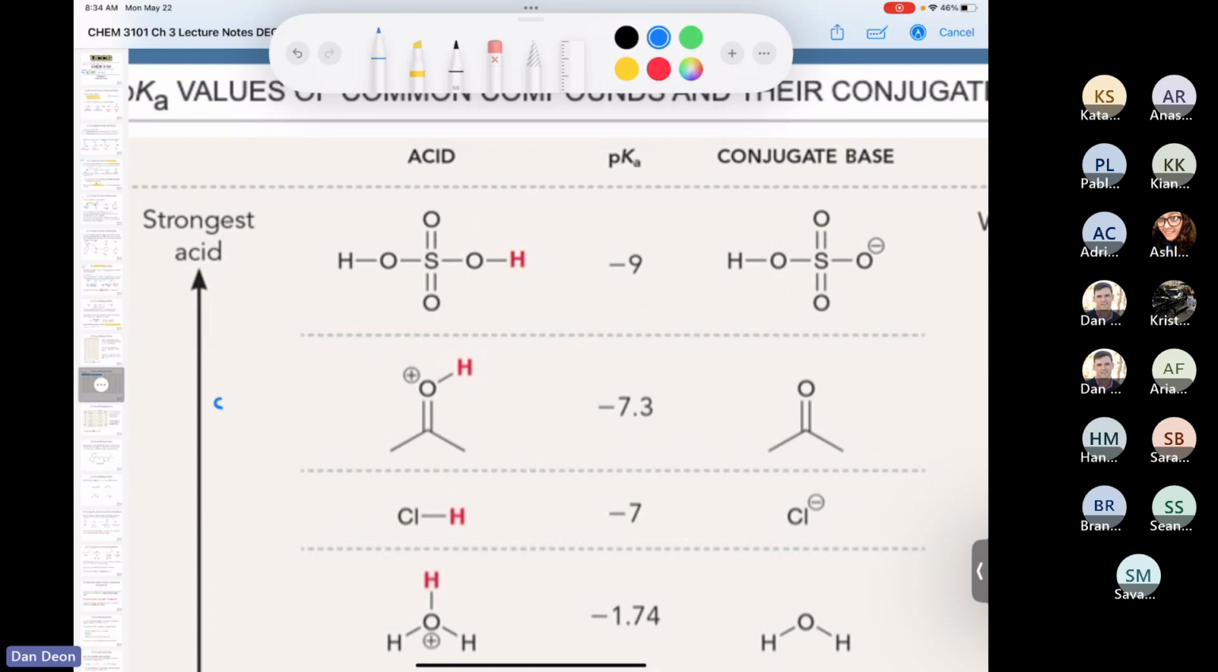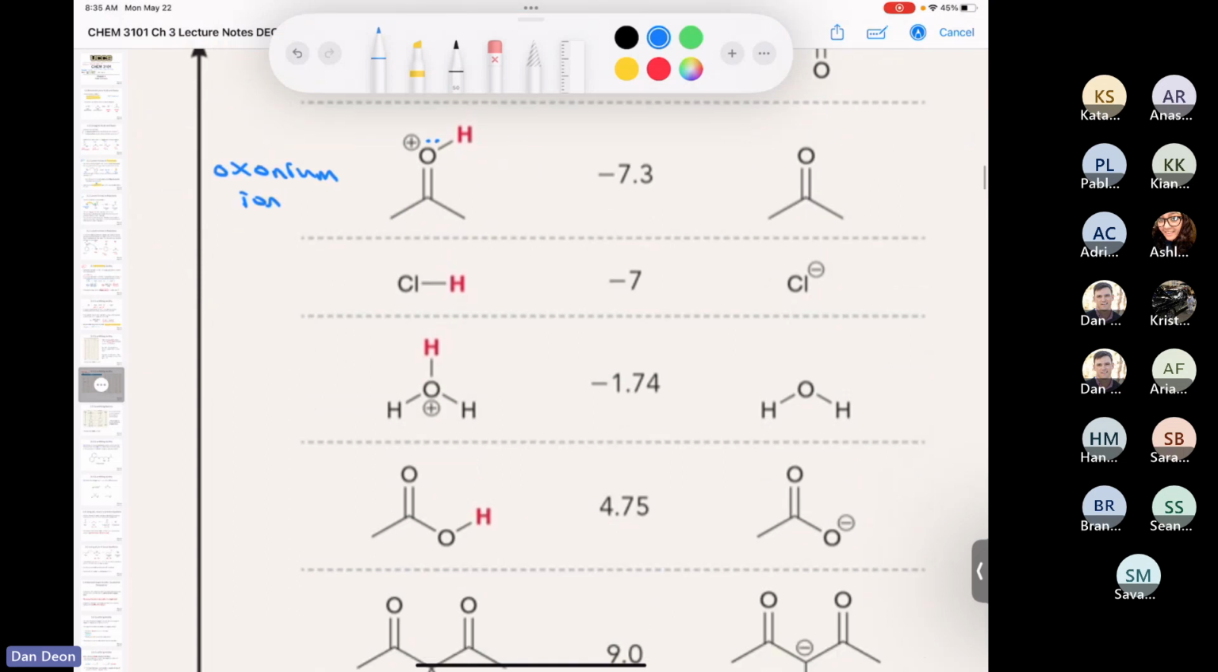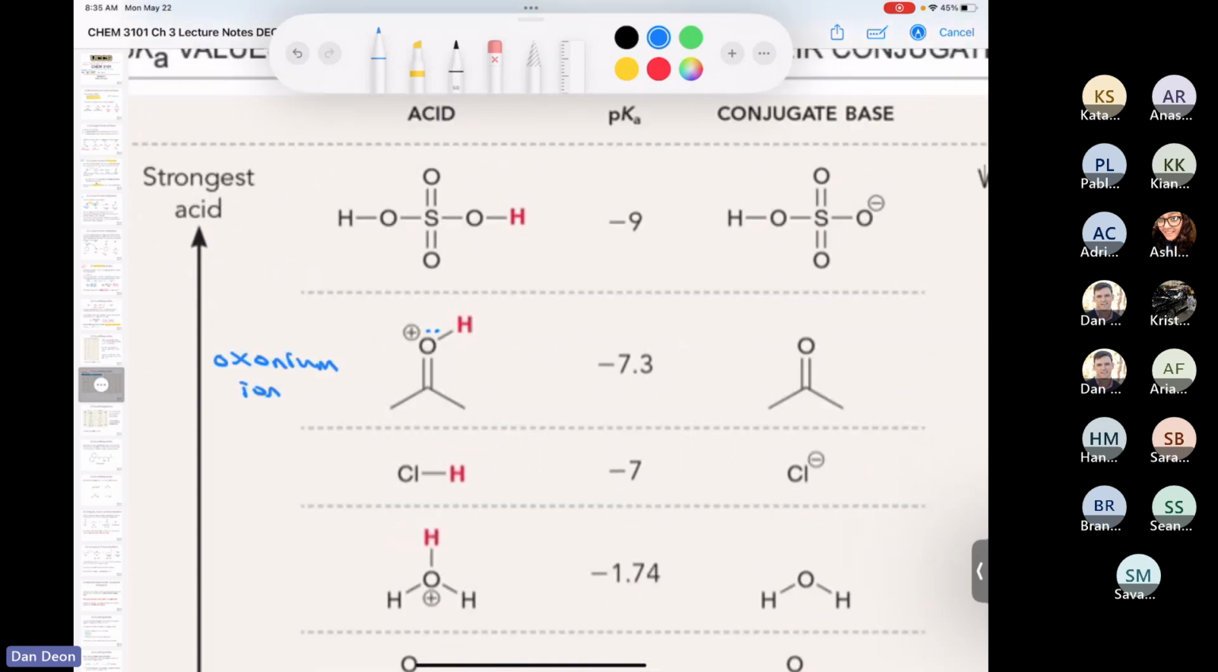The next one I told you, this is called an oxonium ion. And you're missing a lone pair there, but it's also a very strong acid with a pKa of -7.3. Look, hydrochloric acid has a pKa of -7. So you see that hydrochloric acid is 100 times weaker acid than sulfuric acid.